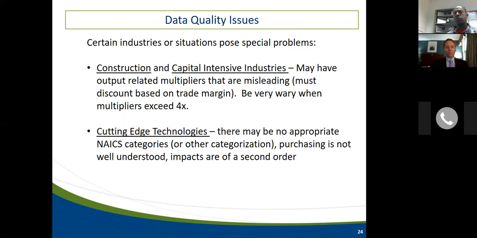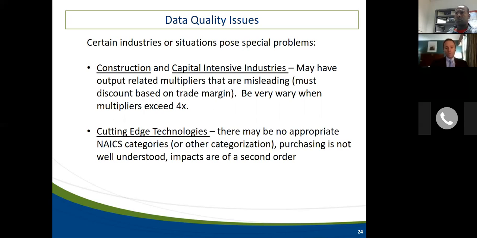Super capital intensive industries, you have to watch out for. Their multipliers can be really high, and you kind of have to know what you're talking about. I'm talking about like a semiconductor manufacturing plant where their multiplier might be 5 times jobs, right? Just be a little careful with those.